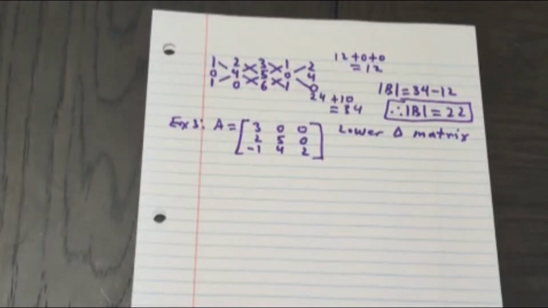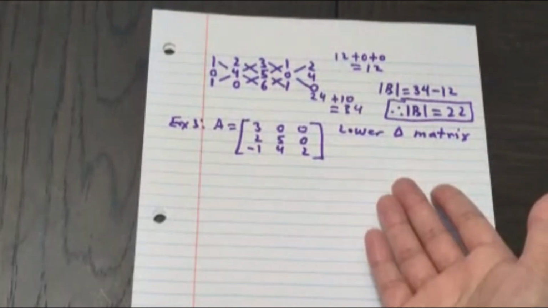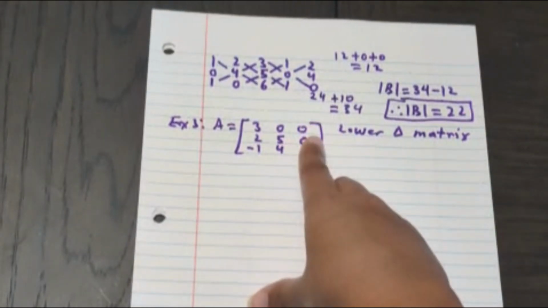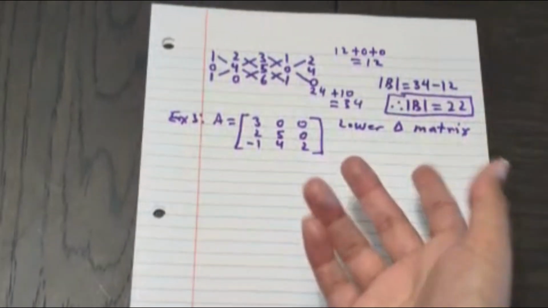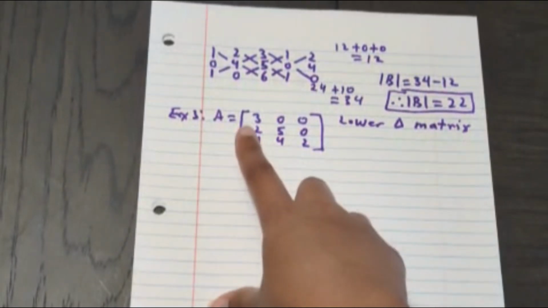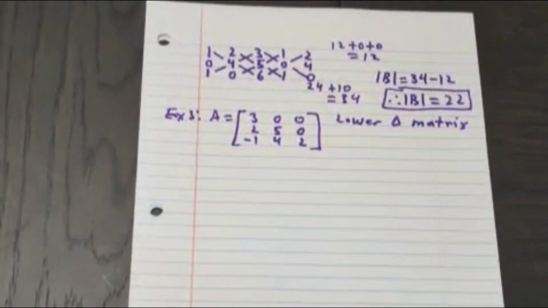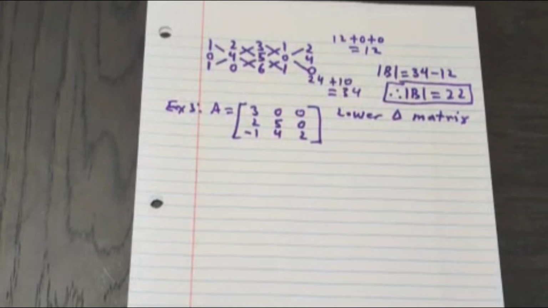Now, the easy way to remember is, as you can see, even though this matrix is called the lower triangular matrix, all the zeros are at the top, and in an upper triangular matrix, it's the opposite. All the zeros are at the bottom. So that's an easy way to remember what a lower and upper triangular matrix look like.